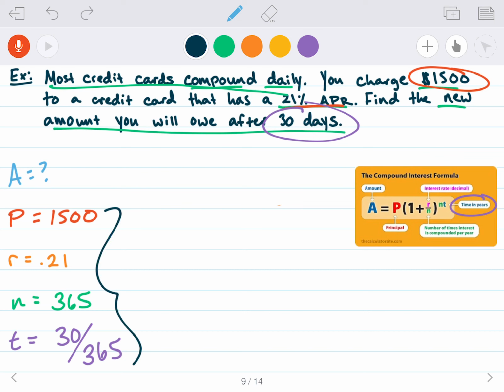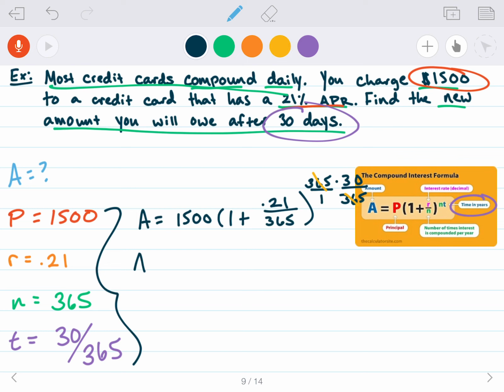So we're looking for A. We have A equals P times 1 plus r divided by n, all raised to the n times t. Now what's cool about this is we have fraction multiplication and the exponent. So these 365s are going to divide each other out. So let's rewrite this. We have 1500 times 1 plus 0.21 over 365, all raised to 30.